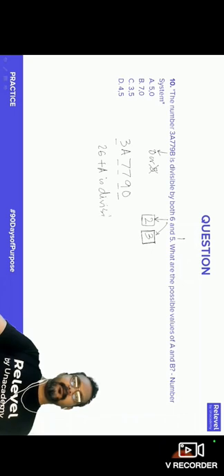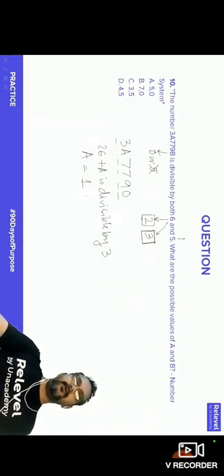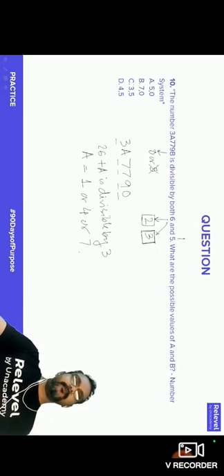Now you have to check the divisibility of 3, which is the sum of digits. The sum of the digits is 3 plus 7, 10 plus 7, so that is 17 plus 9, so that is 26 plus 0. So 26 plus a is divisible by 3. So a has to be 1. That gives you 27, or the next multiple of 3 will be 30, so a can be 4 also. Or the next multiple of 3 is 33, so a can be 7 as well. Okay, so a's value can be either 1 or 4 or 7.